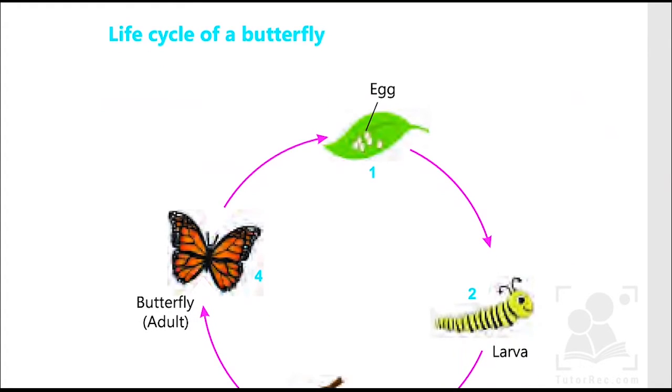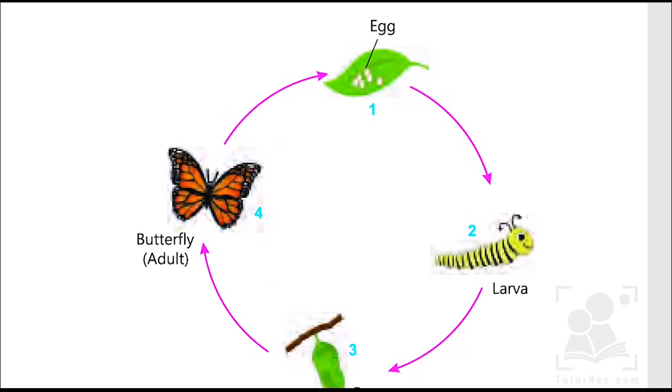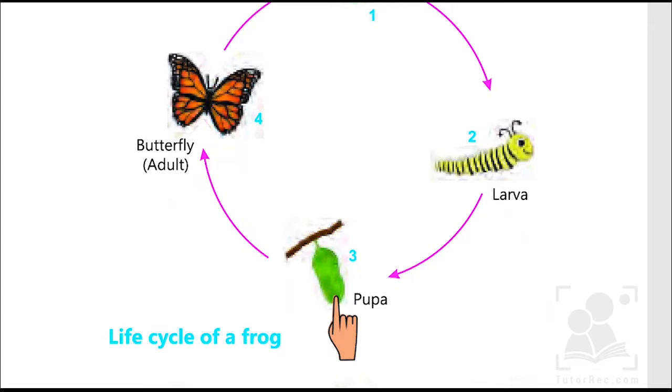On the next page, we have the life cycle of a butterfly, which is very important, so that we can understand what the life cycle of a butterfly really is. First of all, eggs are generated. Then the eggs become larva. The third phase is pupa. The larva becomes pupa. And then the final stage is the adult butterfly.